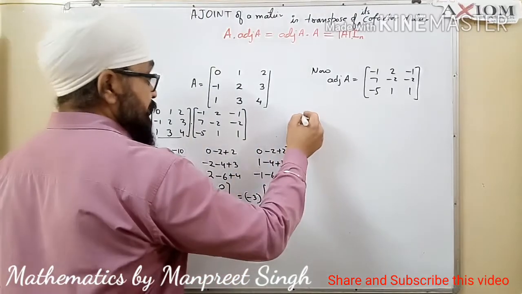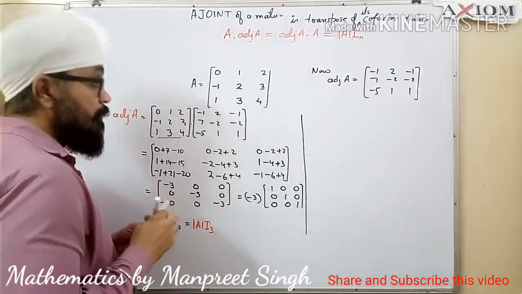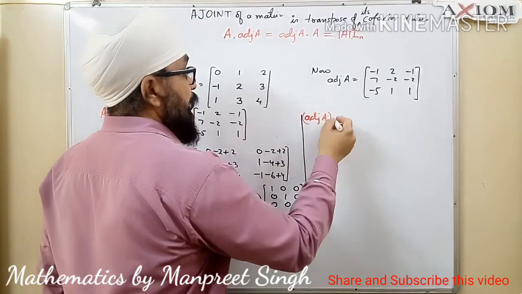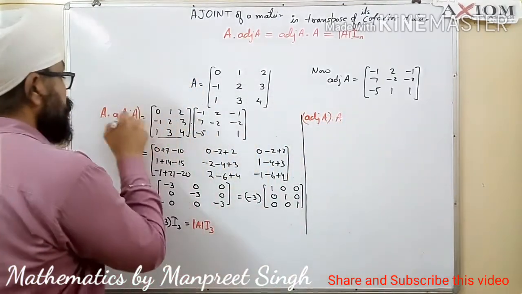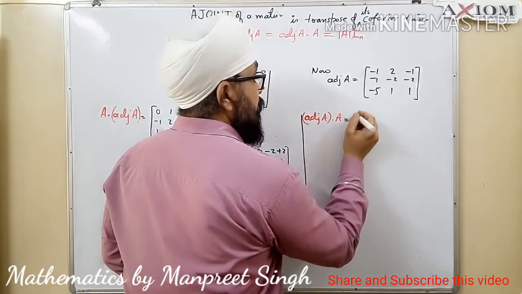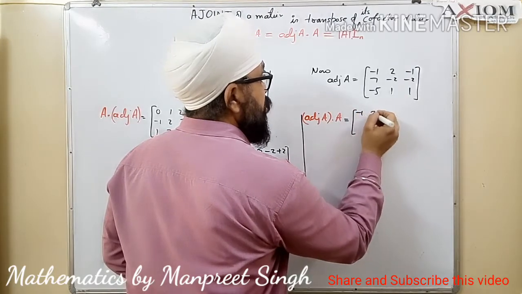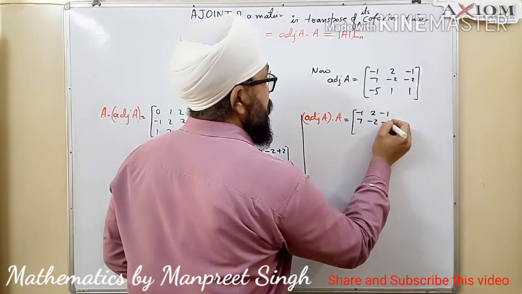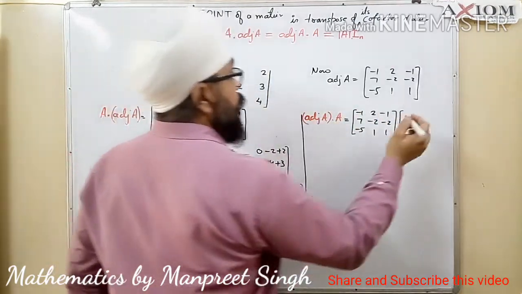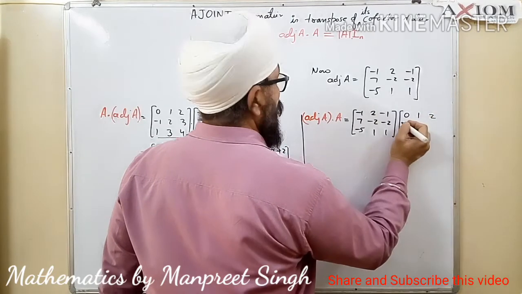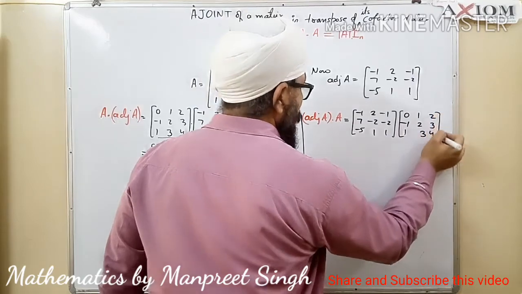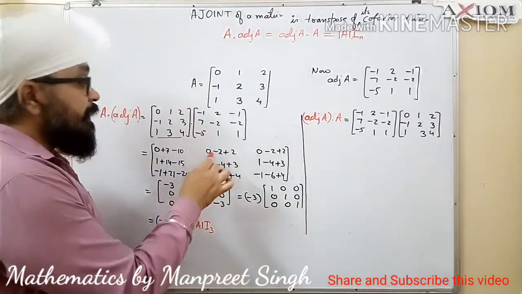Now if you see the second side also, let us take the second side. There I am finding adjoint of A and its multiplication with A. Clear? If we take this one, let us take the adjoint, which is -1, 2, -1, 7, -2, -2, this is -5, 1 and 1. Multiplying with, we are getting 0, 1, 2, -1, 2, 3, 1, 3 and 4. Now dear students, can you tell me why we are getting 0?